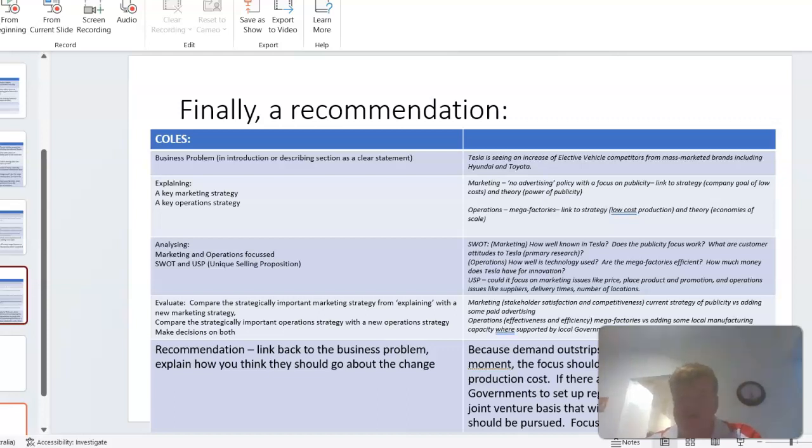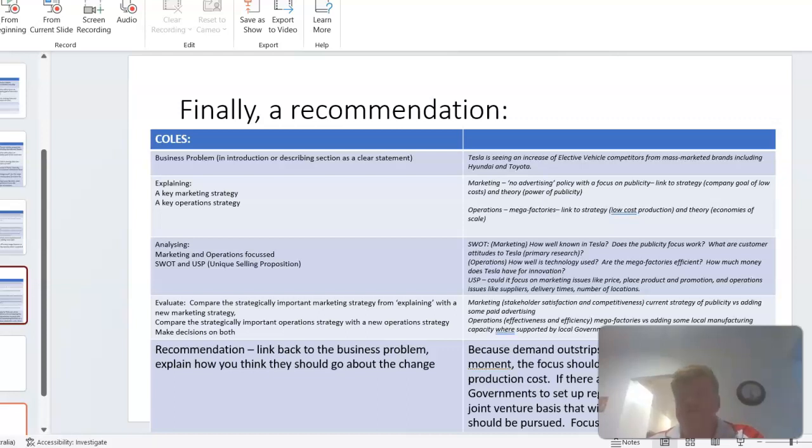So you might say that because demand outstrips supply for Tesla's car at the moment, focus should continue to be on lowering production costs. That should be the most important thing. From your analysis, that's come out as the most important thing. If there are opportunities to work with government to set up regional manufacturing facilities, on a joint venture basis that will reduce production costs, so putting in a proviso there, then pursue them. But the focus is on lower cost production.